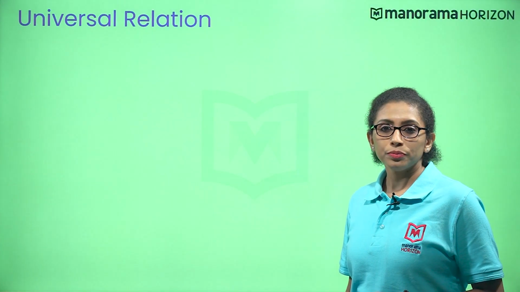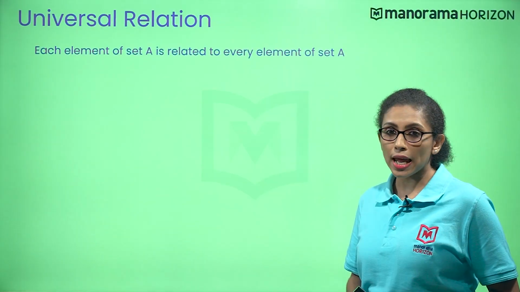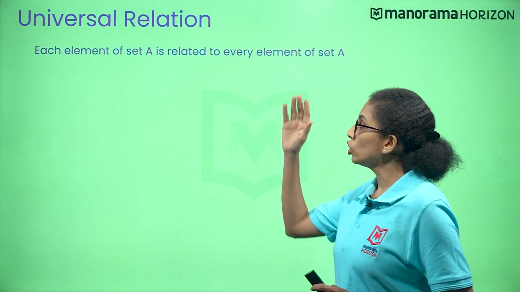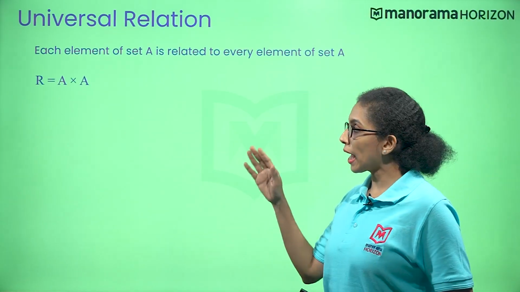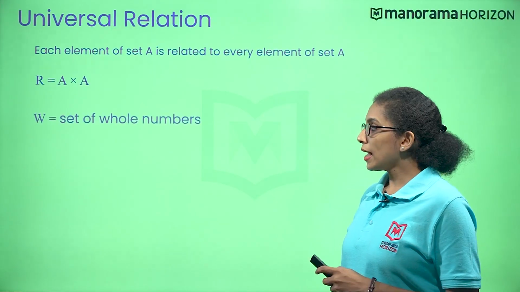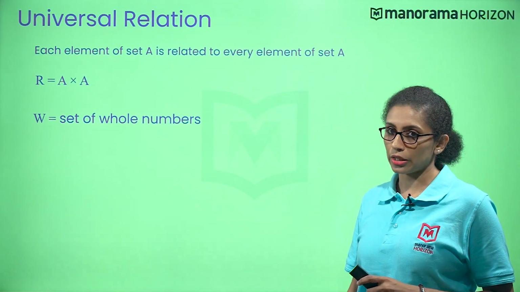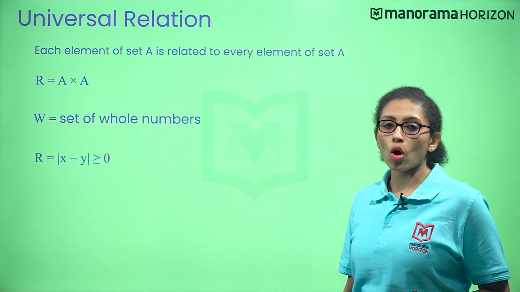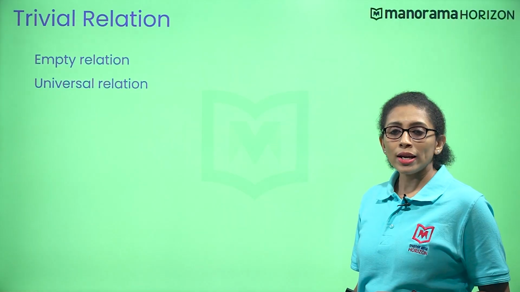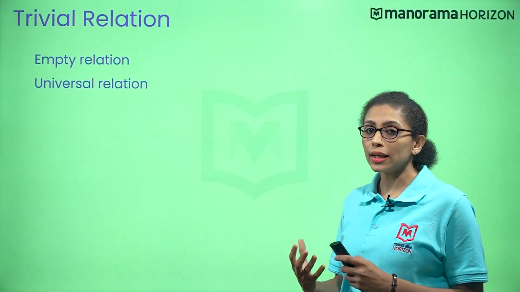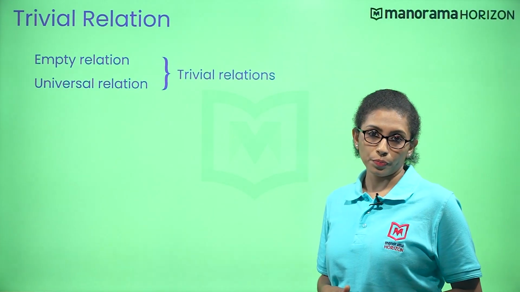On the other hand, if each element of a set A is related to every element of set A, then the relation is called universal relation and it is represented as R equals A cross A. Let W represent the set of whole numbers. Now, one of the universal relations is defined by R equals modulus of x minus y greater than or equal to 0. When we have the empty relation and the universal relation together, we can call them trivial relations.